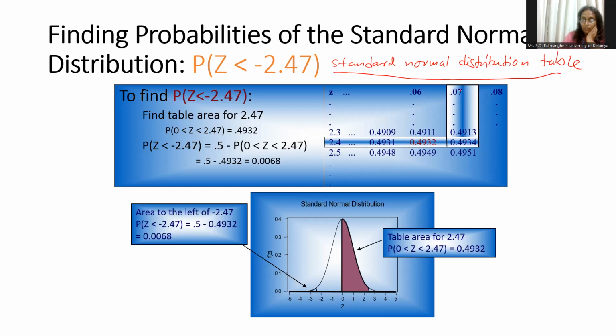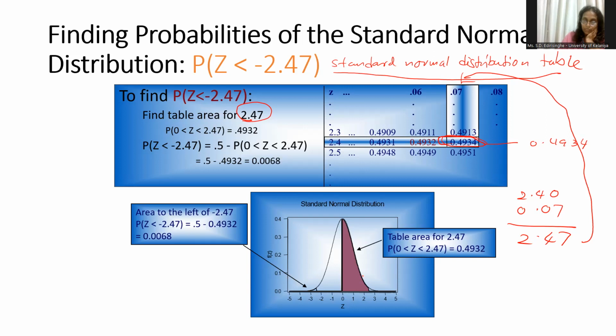So you can see 0.07. That is 2.4, this one. For 2.4 and 0.07, this is what is formed. So how can we refer to it from the respective table? 0.07 is here, 2.4 is here. So this is the place. What is the probability there? 0.4934.